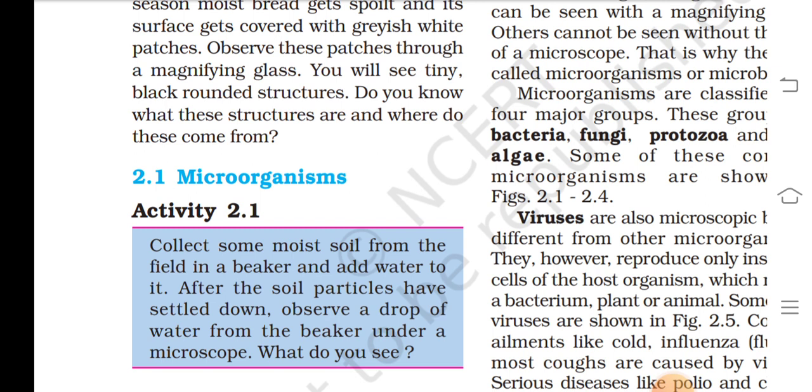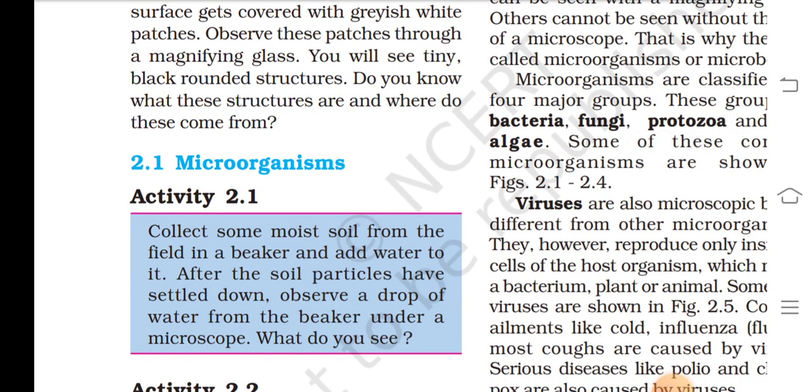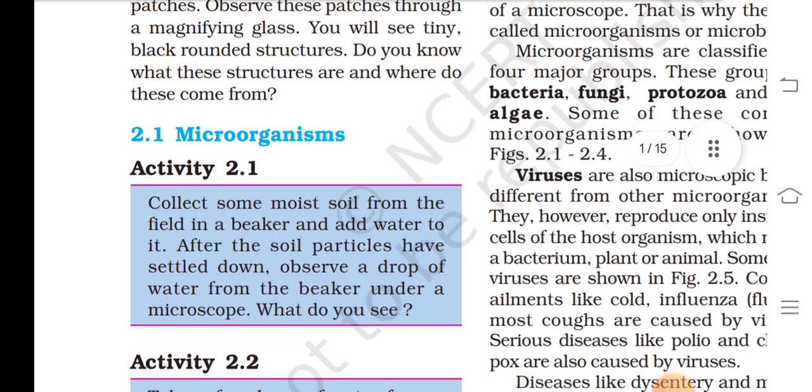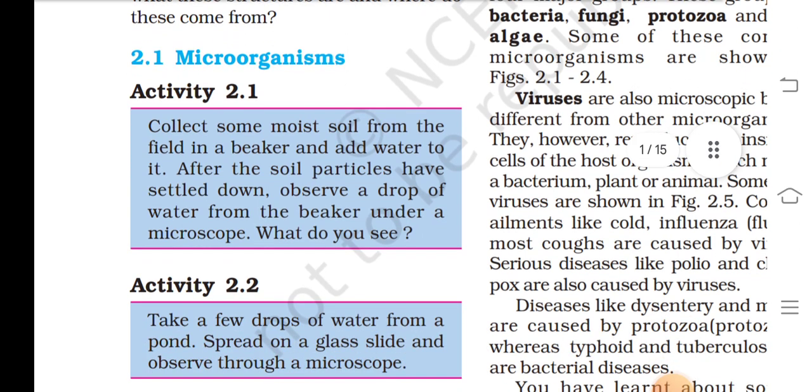Observe these patches through a magnifying glass. You will see tiny black round structures. Do you know what these structures are and where they come from?